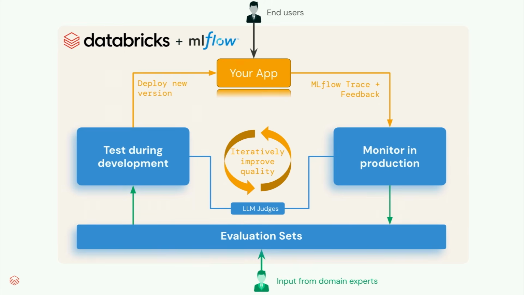So here is one even more simplified slide if you want to take a picture of it. This is what we view as the virtuous cycle of improvement. You have your application, your users are using it, MLflow traces and feedback come into monitoring with our LLM judges, allowing you to curate evaluation sets, test and continue to improve quality, and continuously iterate on and deliver value through generative AI.